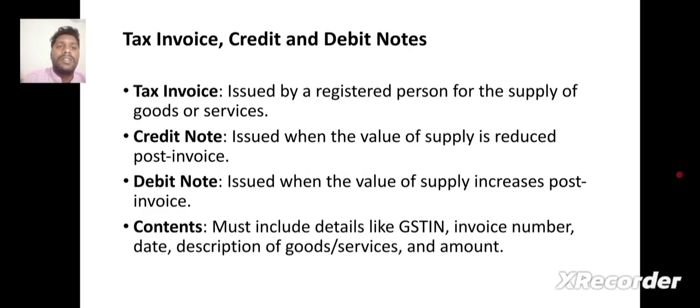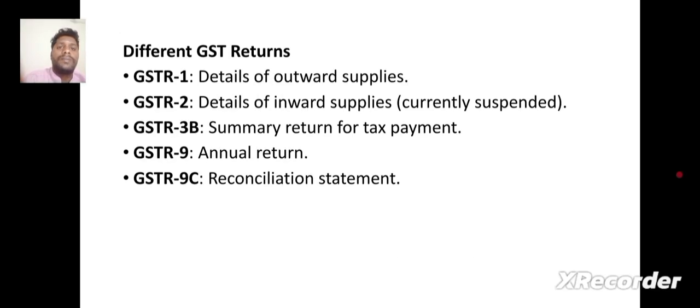Tax invoice, credit and debit notes. Tax invoice is issued by the registered person for the supply of goods or services. Credit note is issued when the value of supply is reduced post invoice. Debit note is issued when the value of supply increases post invoice. Contents must include details like GSTIN, invoice number, date, description of goods or services, and amount.